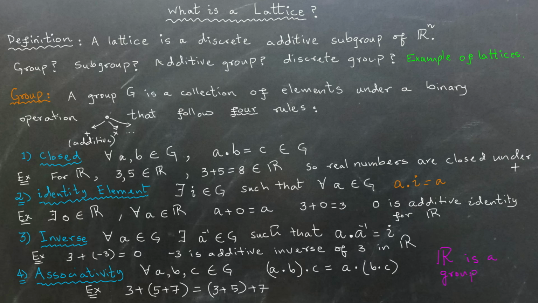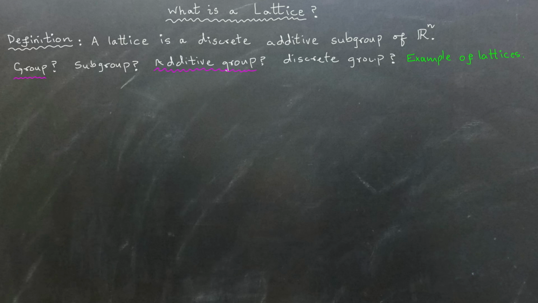This concludes our definition of a group. Also, it shows that real numbers form an additive group. The same is true for n-dimensional real numbers, also known as vectors, which also form an additive group.